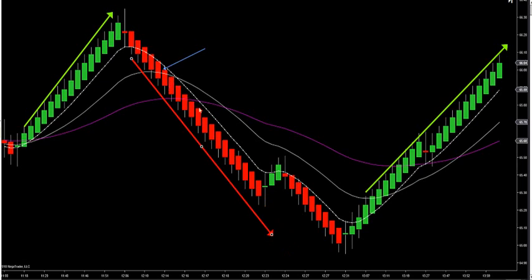Separation, separation, separation. Not even touching the smaller MA, separation, separation. On a larger time frame, it's saying, no, it's an eight. Eight EMA. But it only works on the Renko bars. You can't put this on minute bars or share bars. It doesn't work the same.